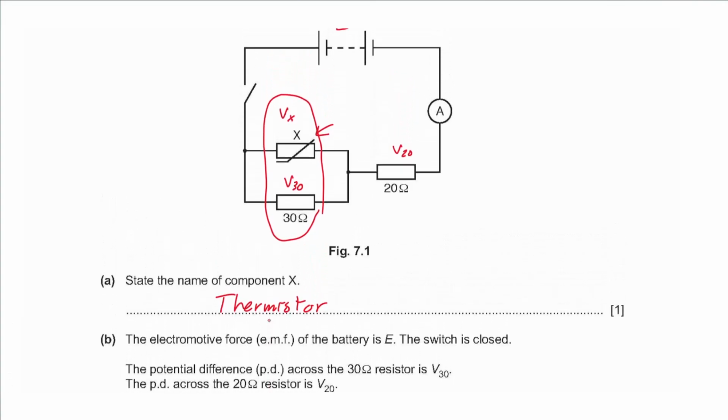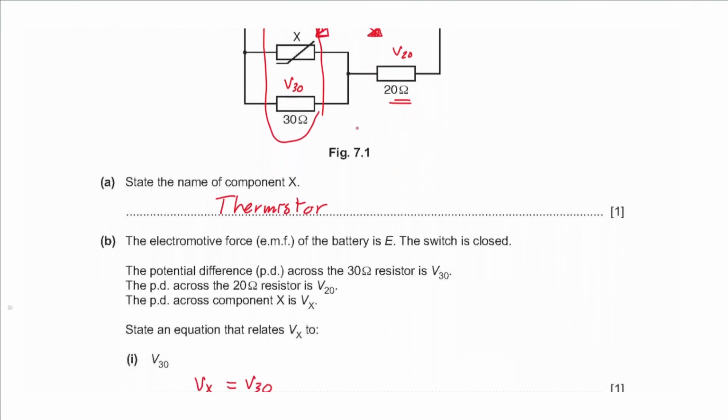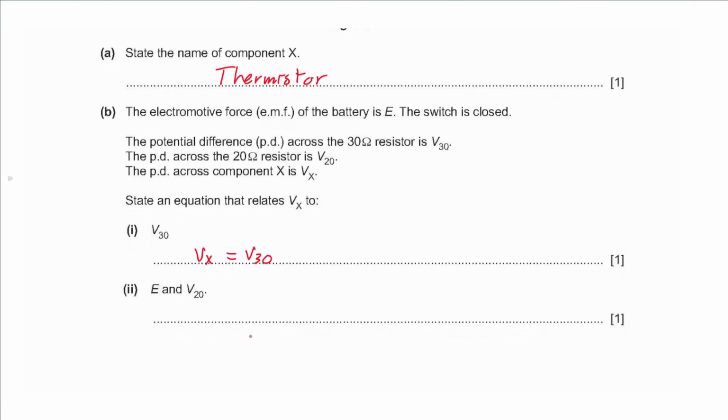And as for the series connection between this section and the 20 ohm resistor, the voltage of this part together and this part added will be equal to the EMF of the battery. So E is equal to Vx plus V20 or V30 plus V20. But since we are required to relate Vx and E and V20, we write that E is equal to Vx plus V20 or Vx is equal to E minus V20.